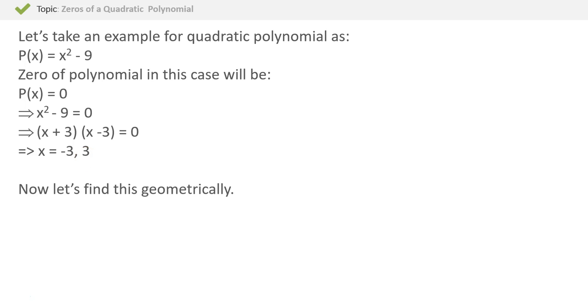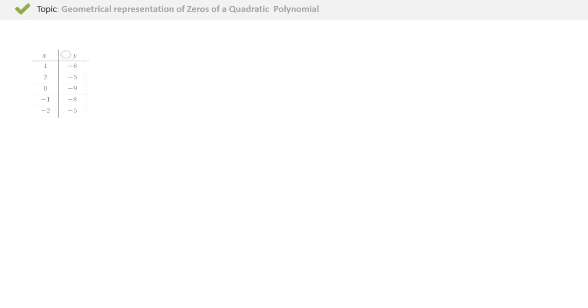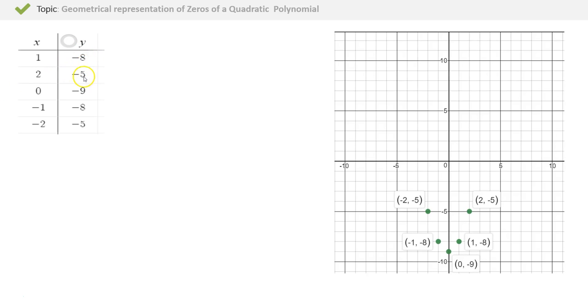Now let's find this geometrically. Let's assume y equal to x square minus 9. Now let's try to plot the graph for y equal to x square minus 9. We can take different values of x and calculate different values of y using the quadratic polynomial, and hence if I take x equal to 1, we get y equal to minus 8. If I take x equal to 2, then we get y equal to minus 5, and so on. And now you have x and y coordinates.